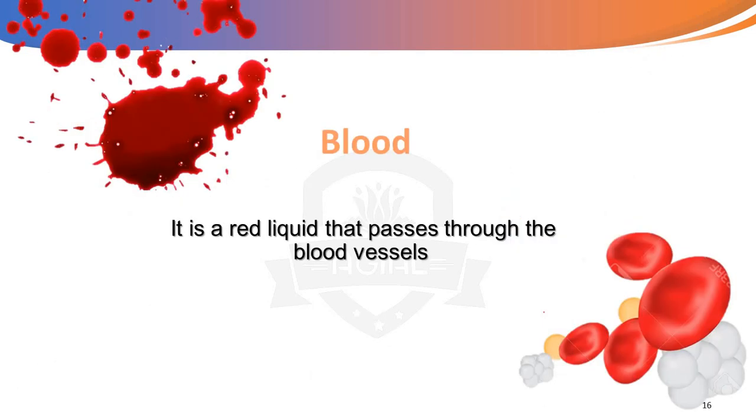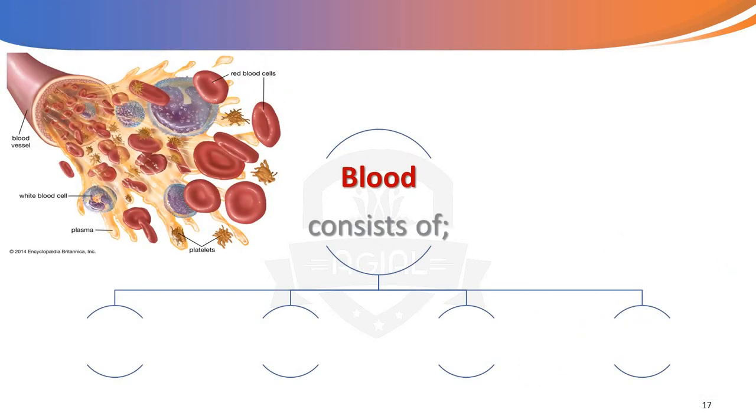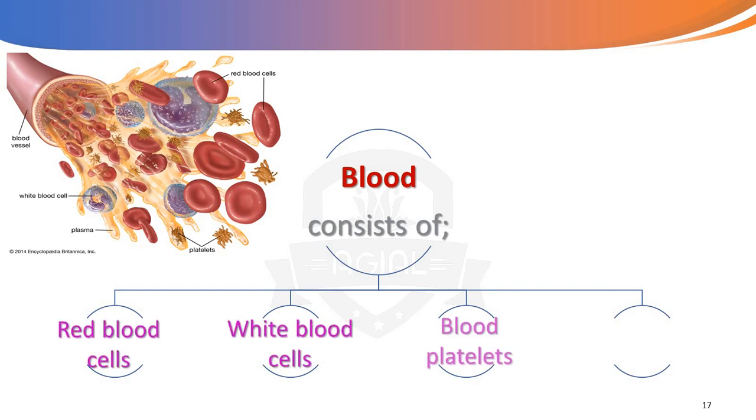Till now we said that blood comes from all body parts carrying carbon dioxide and reaches the two lungs to get rid of carbon dioxide and get the oxygen gas to transport it to all the body parts. What is the blood and what does it consist of? Blood is a red liquid that passes through the blood vessels, as we said, like arteries and veins and the blood capillaries. The blood consists of red blood cells and white blood cells and blood platelets and plasma.